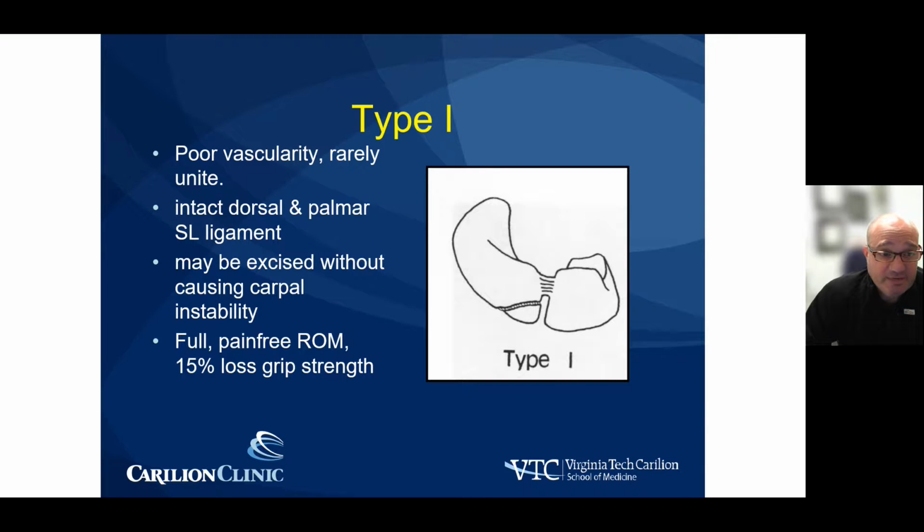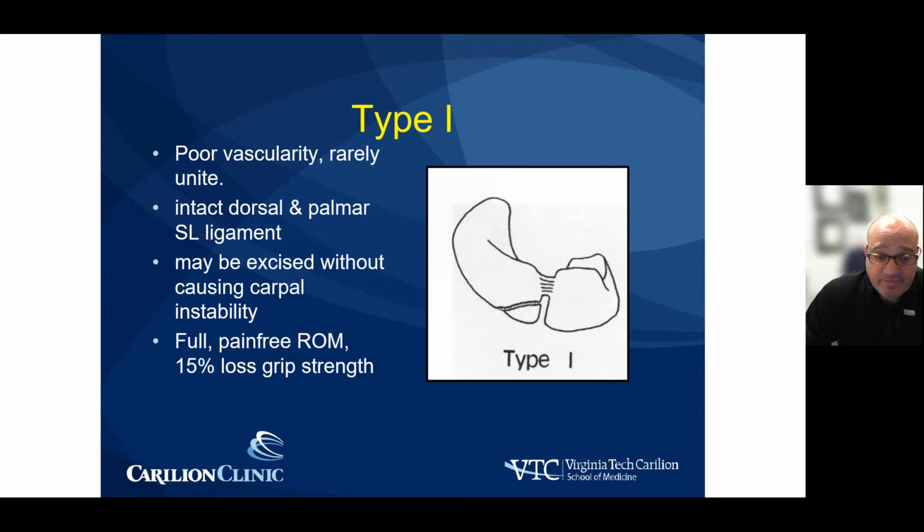The type 1 usually has poor vascularity. They rarely unite. They do have an intact dorsal and palmar scapholunate ligament, and this may be excised without causing carpal instability. In their series, patients had full pain-free range of motion, but they did report some loss of grip strength 15% of the time.